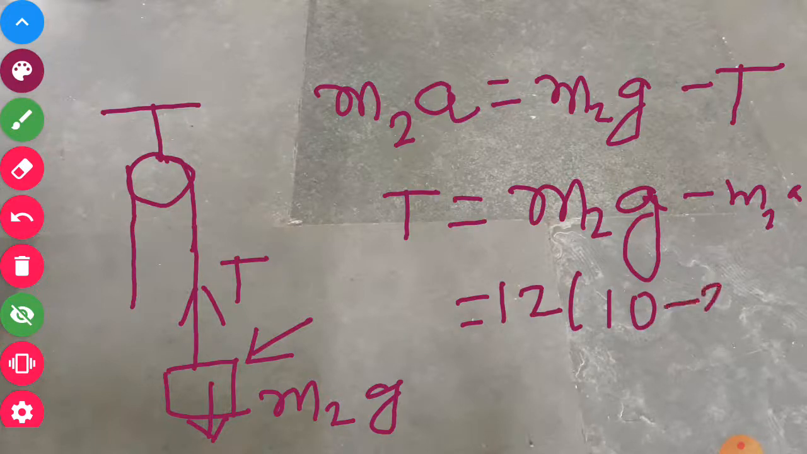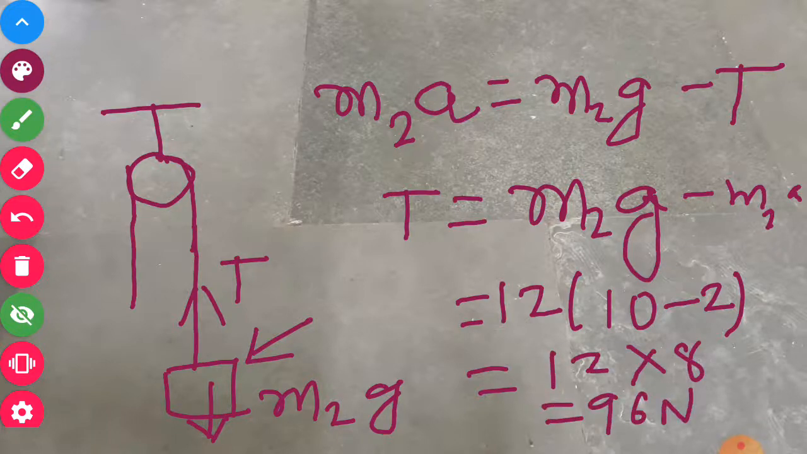The acceleration is 2, so it becomes 8. 12 into 8, so it becomes 96 Newton throughout the string. The tension will be the same.